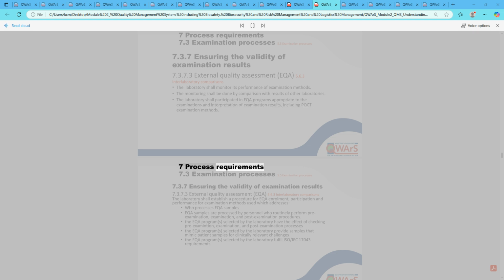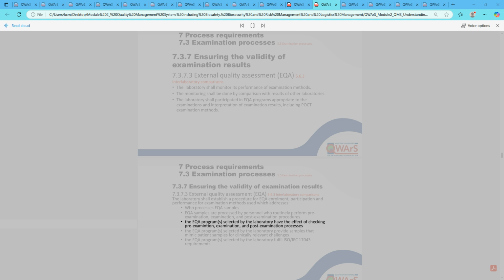7 Process requirements, 7.3 Examination processes, 5.5 Examination processes. 7.3.7.3 External quality assessment, EQA, 5.6.3 Interlaboratory comparisons. The laboratory shall establish a procedure for EQA enrollment, participation, and performance for examination methods used, which addresses who processes EQA samples. EQA samples are processed by personnel who routinely perform pre-examination, examination, and post-examination procedures.